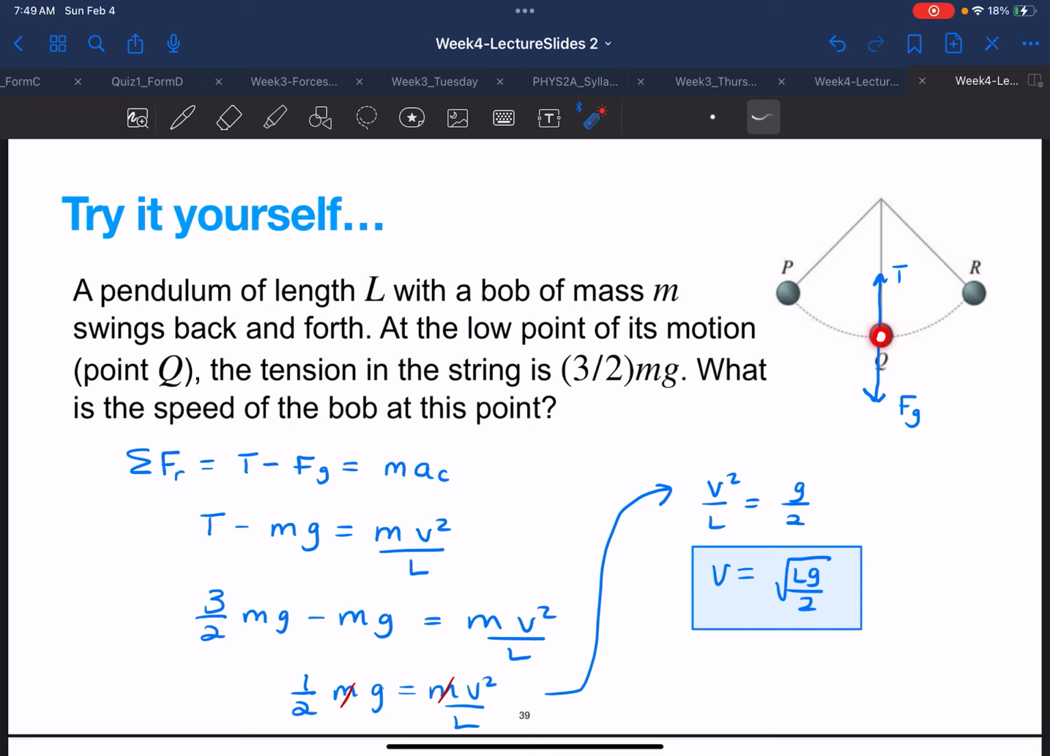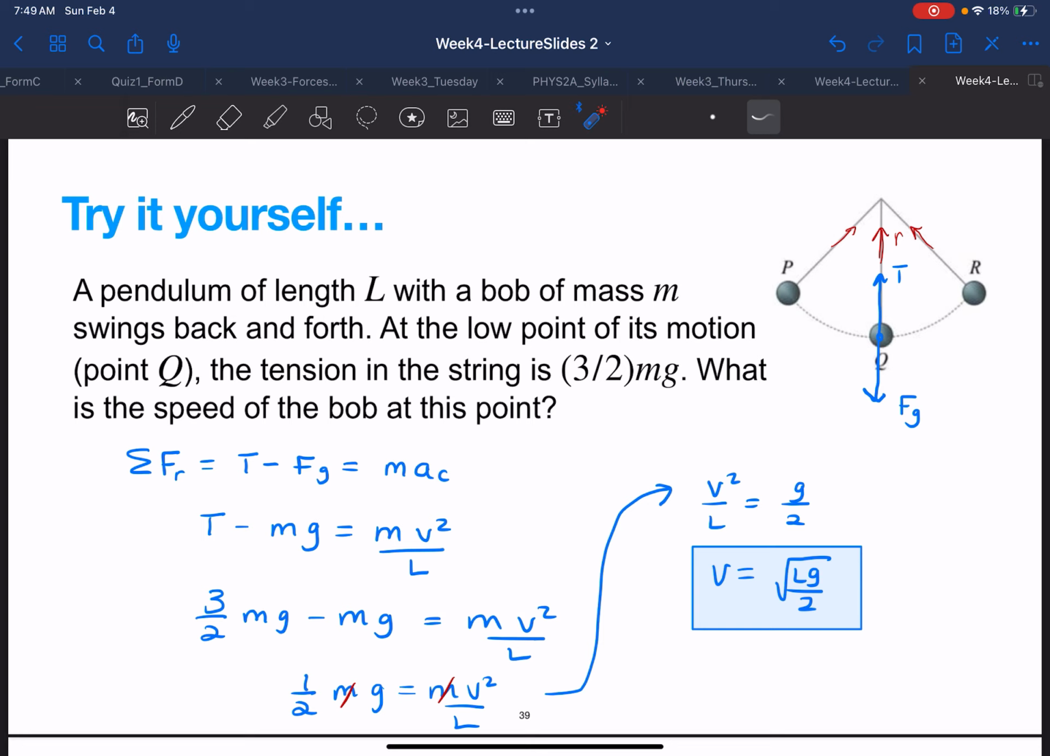So at this point, the tension due to the string is pointing upward, and then the force of gravity points down, and we do the sum of the forces. Recall from the last example that we take the radial direction to point to the center of the circle. So the radial direction is pointing to the center of this circle, that circular path that the pendulum swings through.